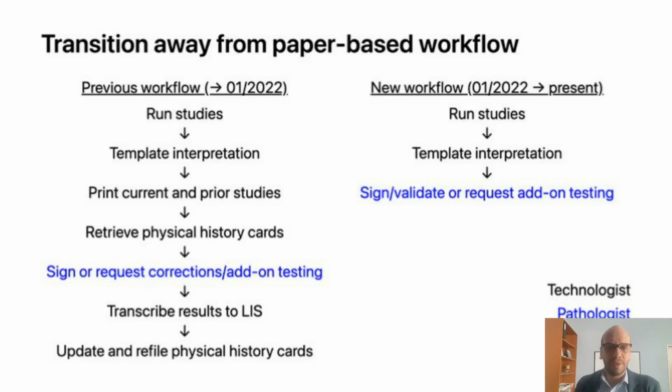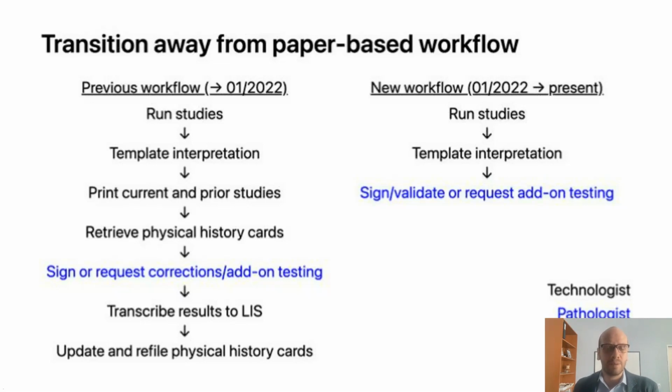At this point, the pathologist would come in, sit at the bench with these stacks of papers, and they would annotate the physical sheets. So if they were in agreement with the interpretation, they could sign those, providing their attestation. If they were in disagreement, they could correct the physical copy, as well as request add-on or reflexive testing.